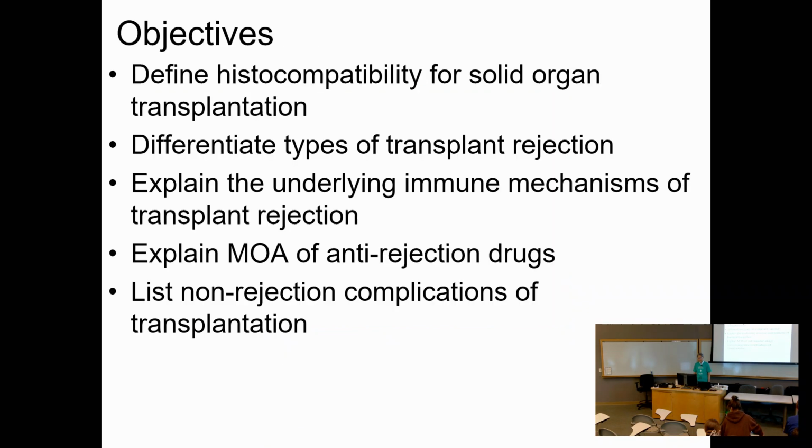I sent out a case yesterday that we're going to go over. I don't know if anybody had a chance to look at that. Some of the objectives today are to talk about the role of histocompatibility testing for solid organ transplants, the different types of transplant rejection, the underlying immune mechanisms behind those, a little bit about the mechanism of action of the anti-rejection drugs, and then some of the complications. At this point, it can really only be an overview, maybe reinforcing some of the ideas you talked about when you presented your learning issues.